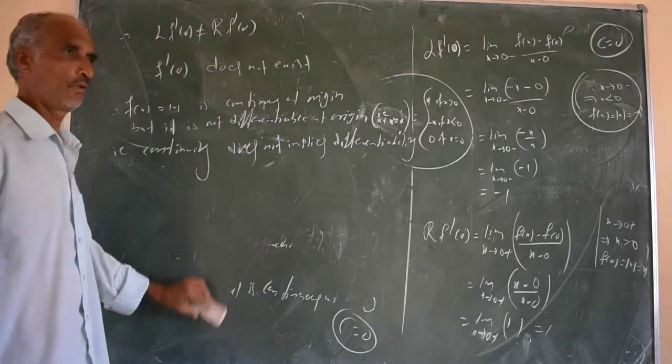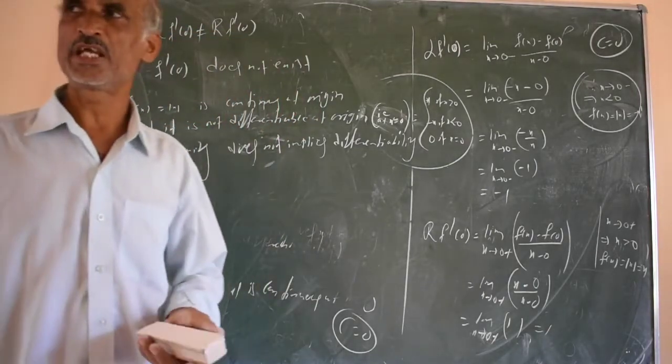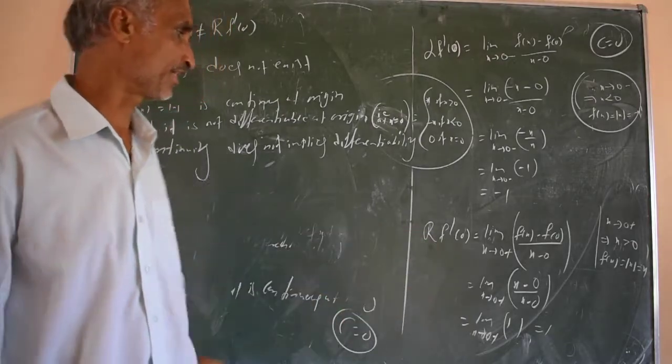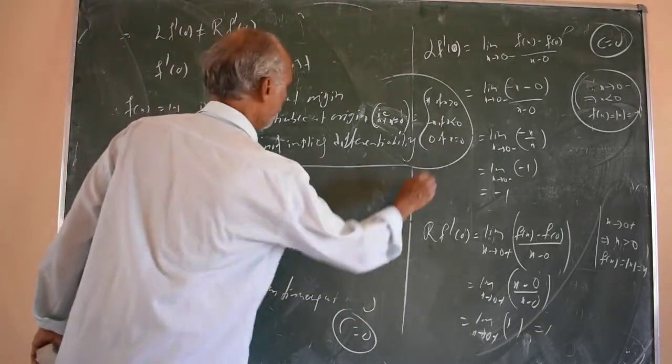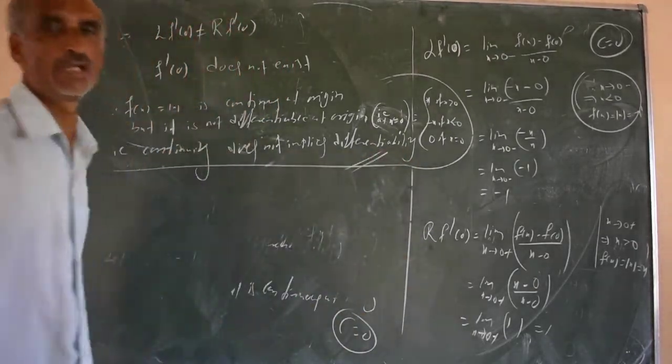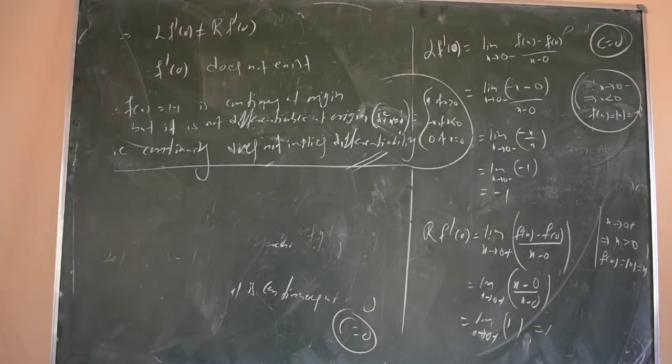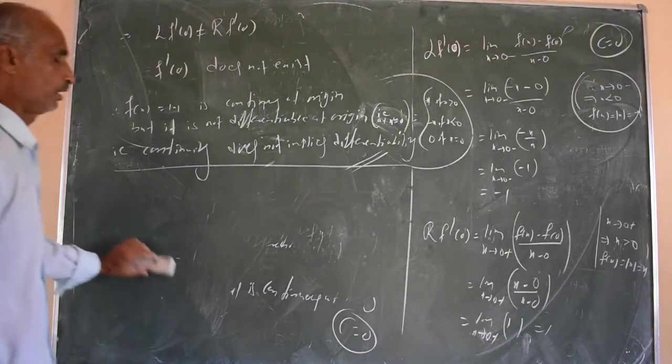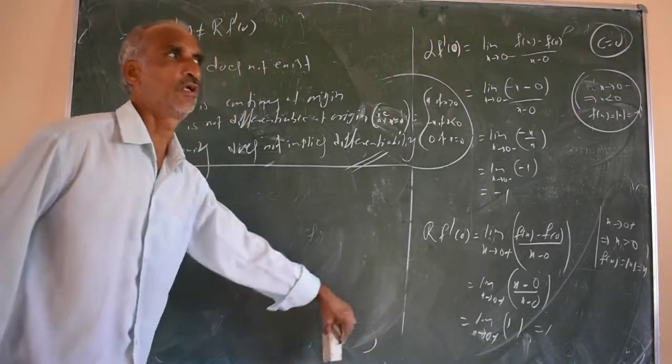A false theory can be disproved by one counterexample. Even I can show the example of derivation. So mod x is continuous at origin. This is almost the end of differentiation.